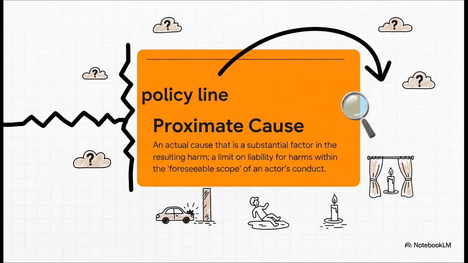Proximate cause, or what some people call legal cause, is basically a policy decision. It's the law's way of drawing a line in the sand and saying, look, even if your action technically caused this injury, we're not going to hold you liable for every single thing that happens afterward forever. That line gets drawn at what falls within the foreseeable scope of the risk you created.